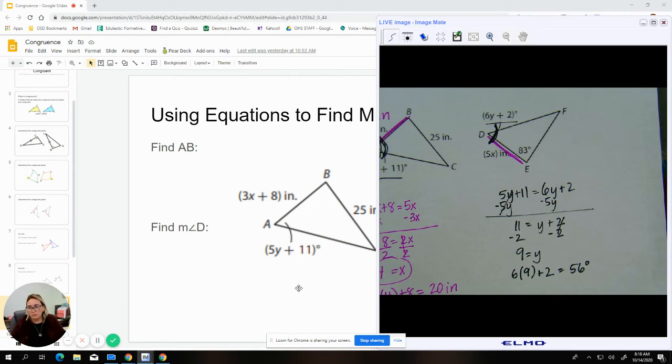Now, as you're working through some of this stuff, make sure you remember that when you're solving for an angle, you always have to have a degree with it. Okay, and when you're solving for a side length, many times you'll have some sort of a unit of measure, inches, centimeters, something along those lines.